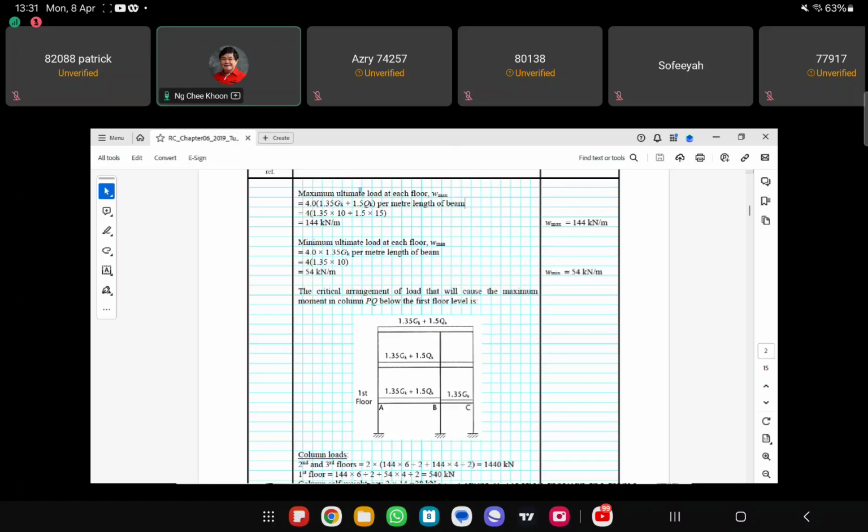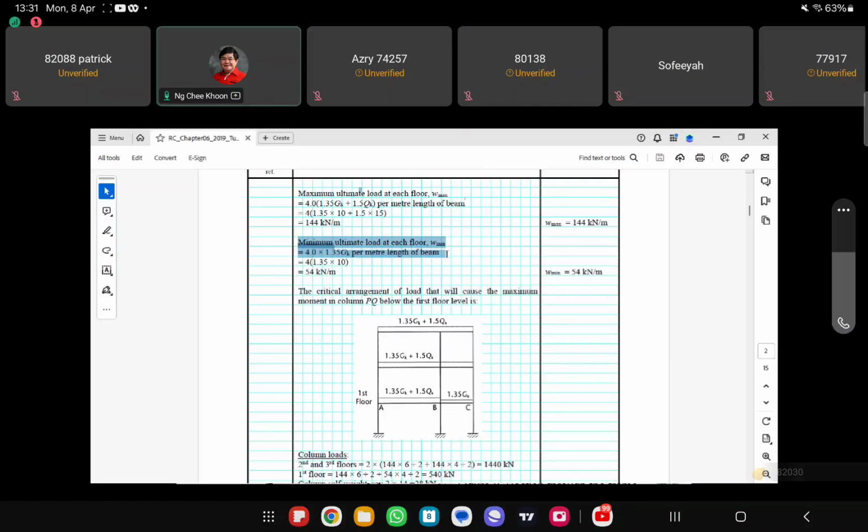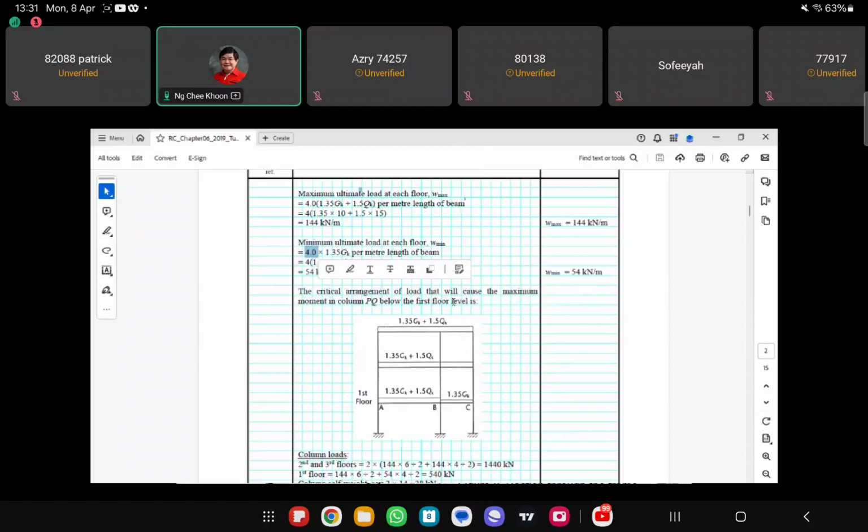Is everybody okay with that? Any questions so far on calculation of the load? Okay. And then minimum load calculation is also the same, but for minimum load you have only 1.35 times GK, right? Then we just multiply by the width of the floor that is transferring the load to the beam. Then we get 54 kilonewton per meter length.